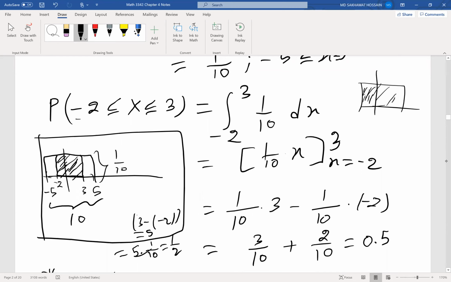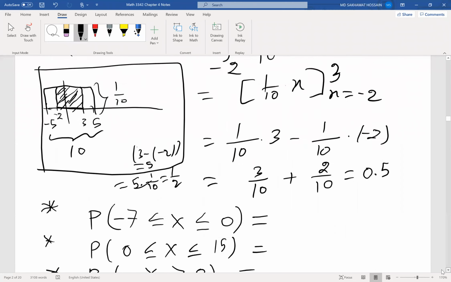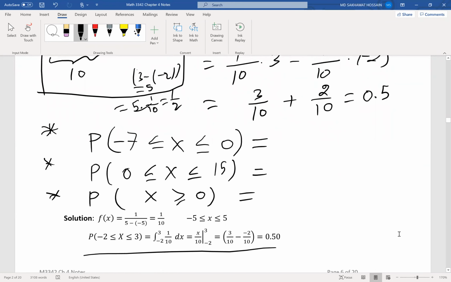Similarly, for these three problems, you can directly calculate the probability, or you can do it by performing an indefinite integral. Please tell me the results for these three problems: x is -7 to 0, x is 0 to 15, x greater than or equal to 0. Even without doing any calculation, you should be able to tell the results.